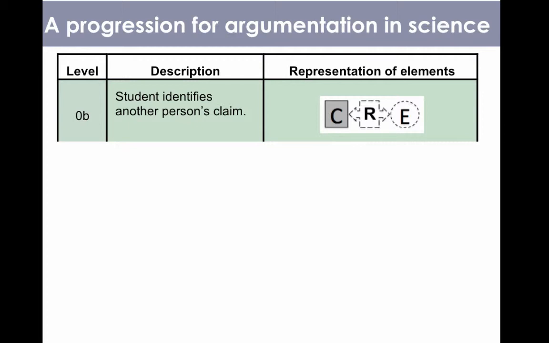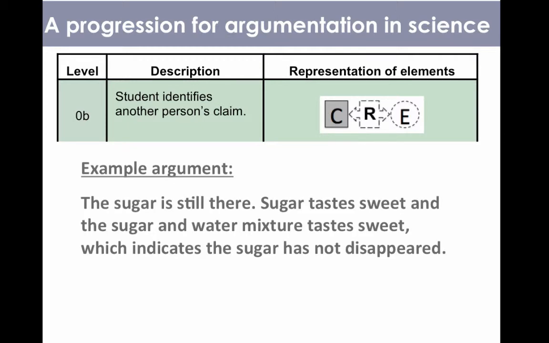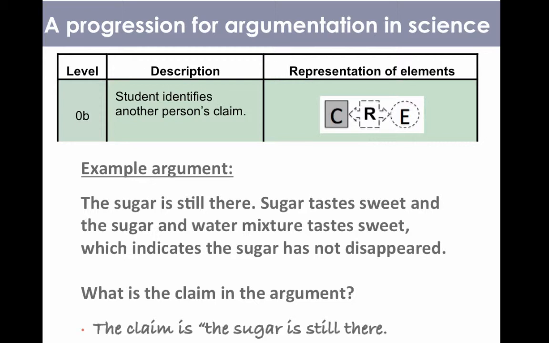For example, if a student is provided with the argument about sugar and water, and then asked, what is the claim in the argument? The question would be assessing level 0B of the progression. An accurate response is, the claim is the sugar is still there. In order to be successful, the student has to explicitly state the claim. And to distinguish the claim from the reasoning and evidence, the student needs to implicitly consider these elements.